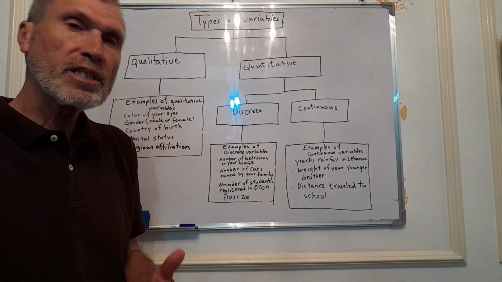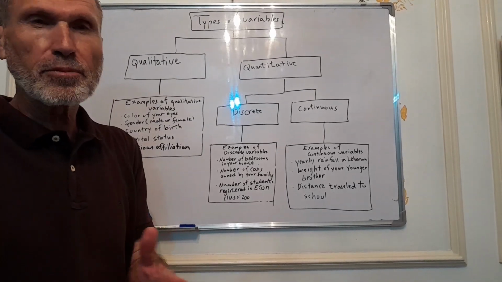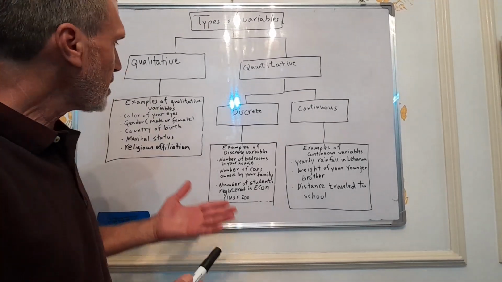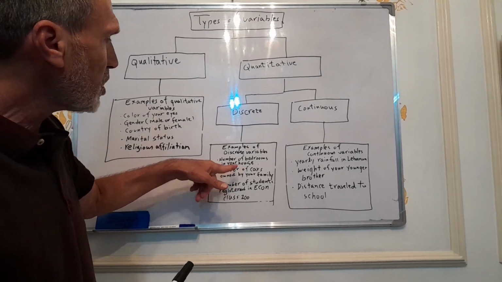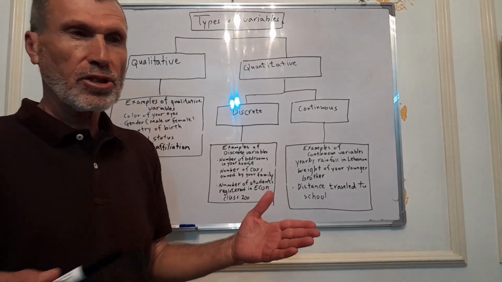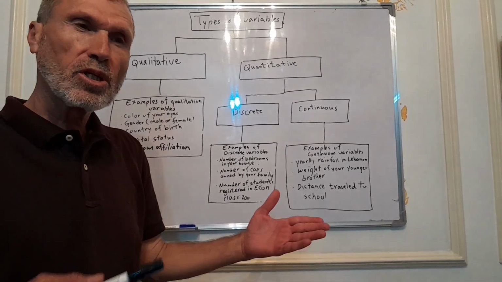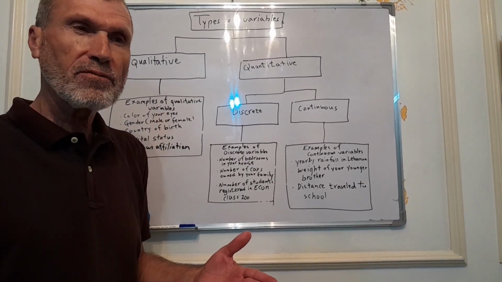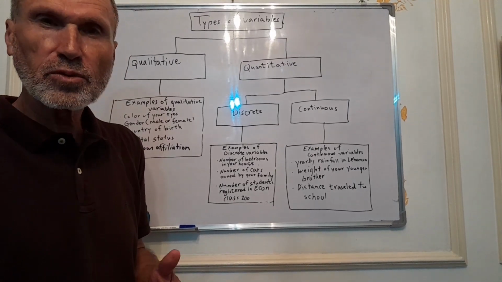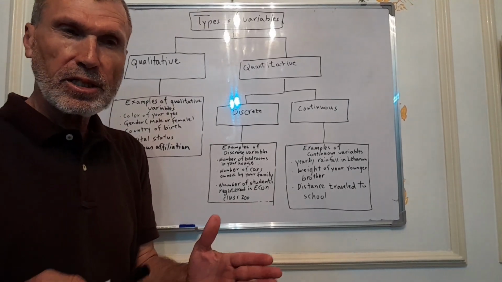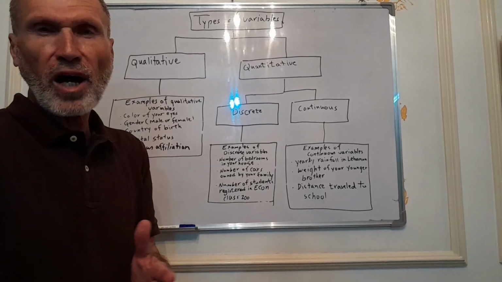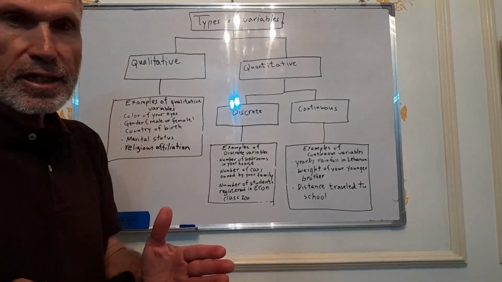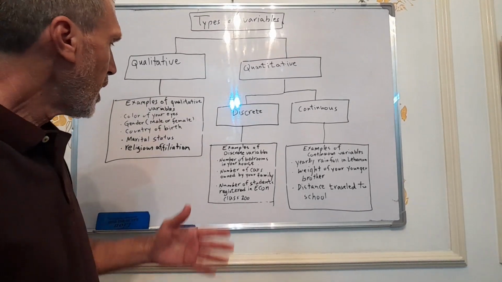They can assume certain values, and there are gaps between these values, such as the number of bedrooms in your house: 3 bedrooms, 4 rooms, or 5 rooms. You cannot say we have 3.5 rooms, so there are gaps. 3 rooms, not 3.5 rooms. So there are gaps between the values.